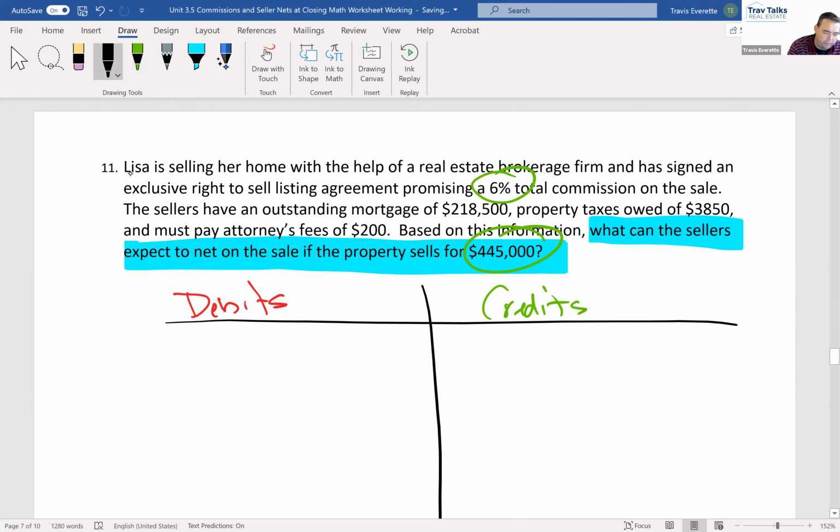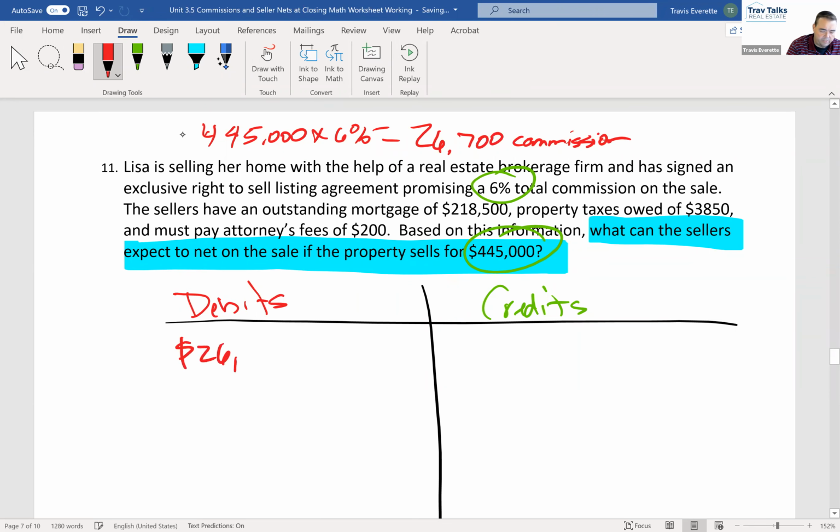So let me do that math over here, okay? And I may as well do it in red because I know it's going to be a debit for commission. So $445,000 times 6% for the commission. That's $26,700 in commissions. That's our first debit in the transaction. $26,700. And I know there's a tendency sometimes to start picking and choosing and pulling in numbers, but I try to work through them one by one as they give them. That way you can kind of cross it out. Okay, I've dealt with that one.